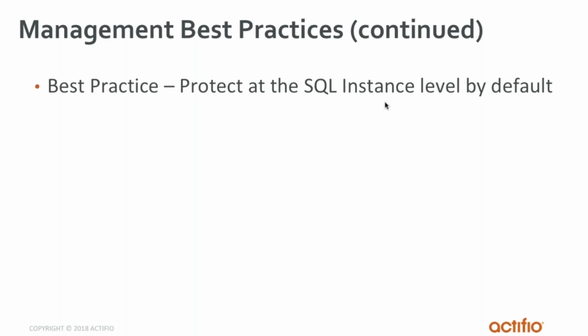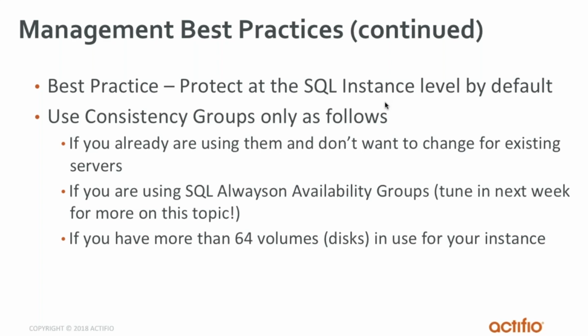So best practices for backups for SQL Server. A, use the SQL instance level by default. It's dynamic, right? And that's the whole point about why we added it. New databases can automatically be backed up, and 9 times out of 10, that's what you want. Use consistency groups only if you need to. A, if you're already using them, you don't have to turn them off. They will continue to work just fine.